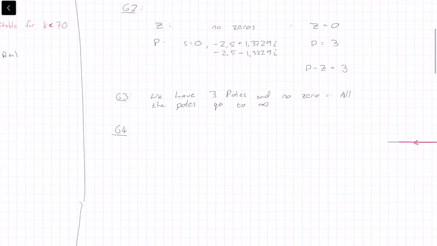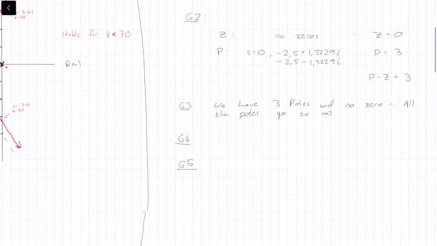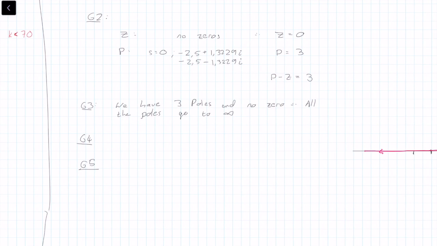So we can continue to guide number 5. Let's see, what was guide number 5? Okay, it is used to find the breakaway points. So the breakaway points are at dK/ds equal to 0.